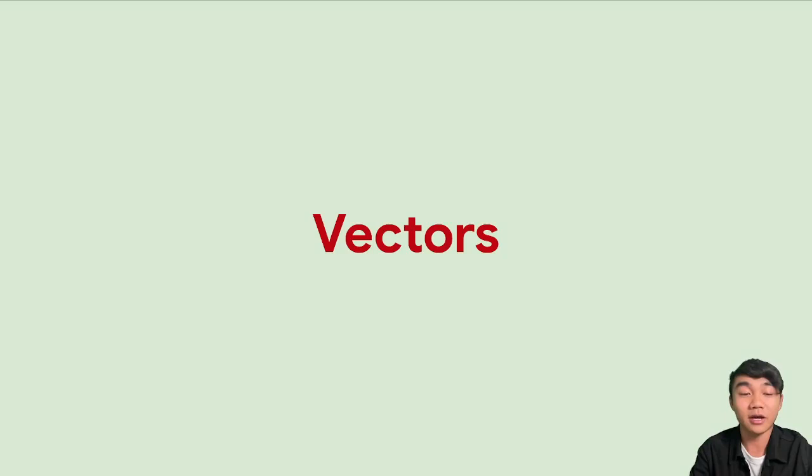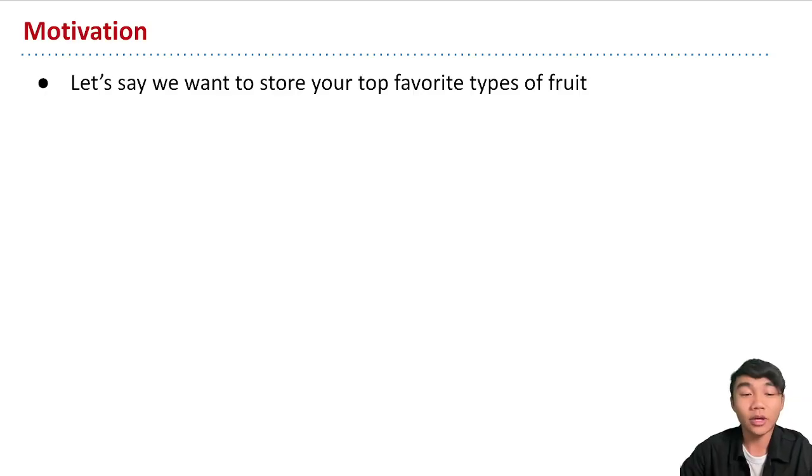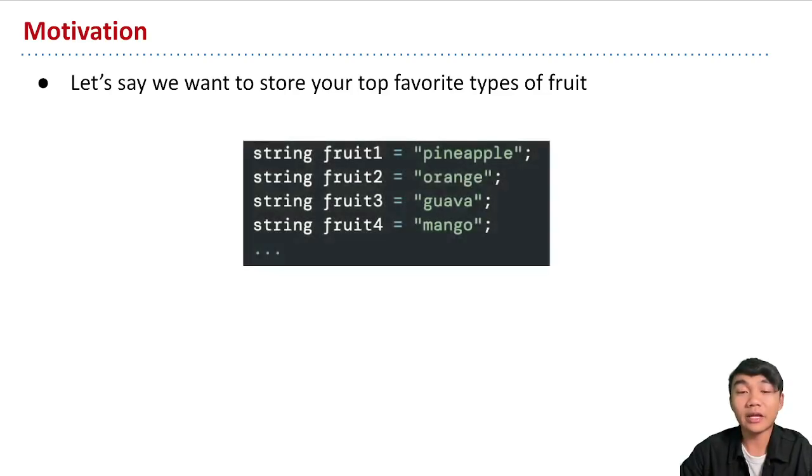But for today, let's just talk about vectors. When would we want to use a vector? Let's just imagine that we wanted to list out all of our favorite types of fruit. What we could do with what we know now is create a variable to hold a string which represents each of our favorite types of fruit. So I could define a variable called fruit1 and assign it a string value called pineapple. And then I could define the next favorite fruit on my list and put it in another variable, fruit2.